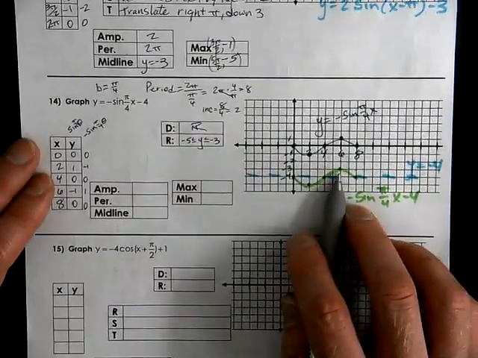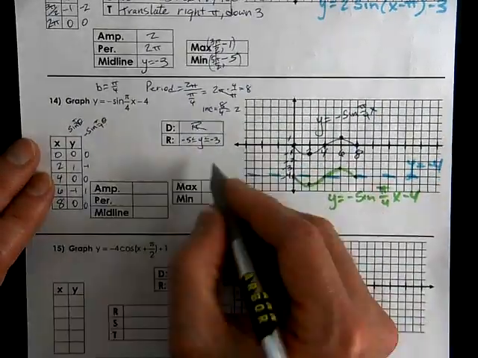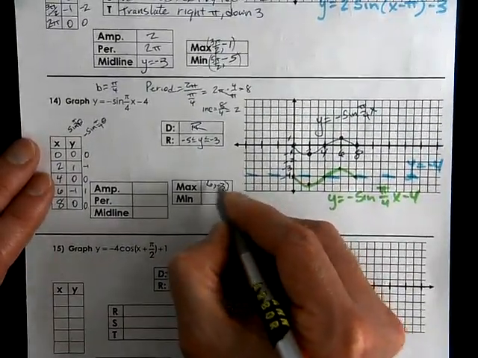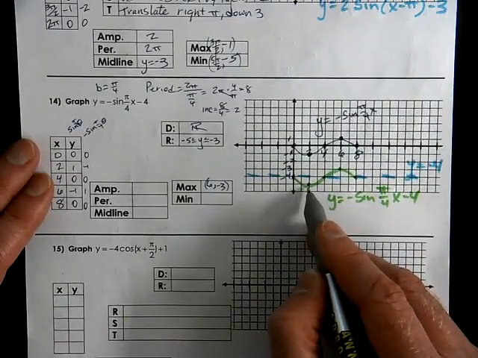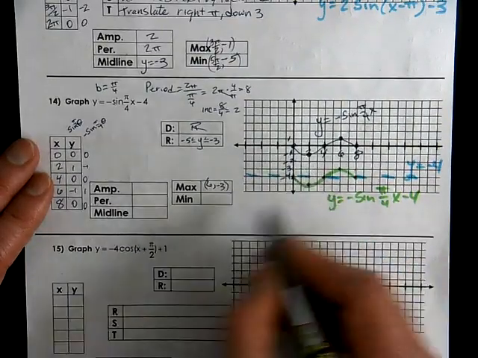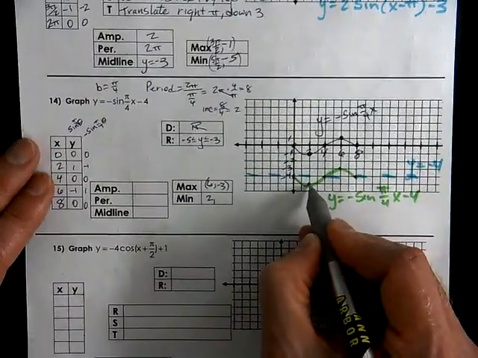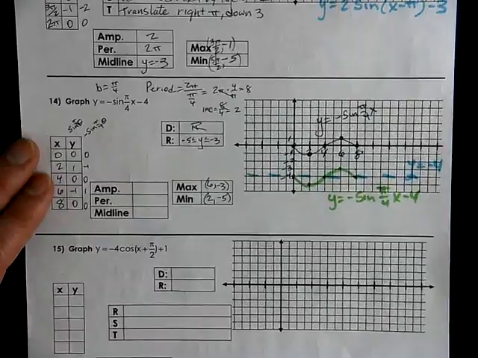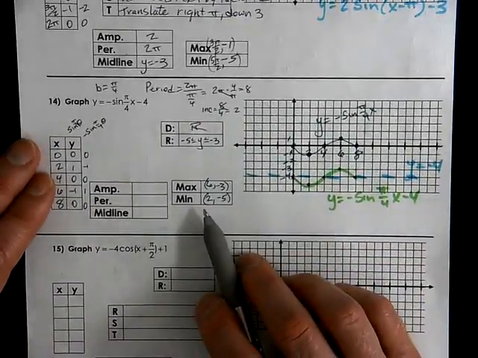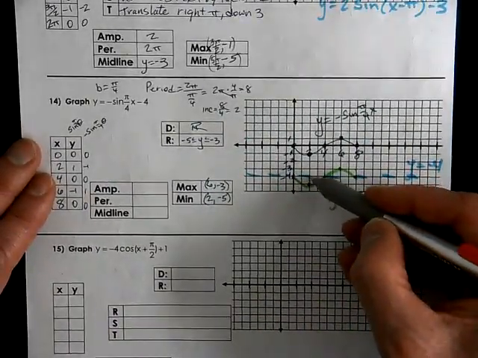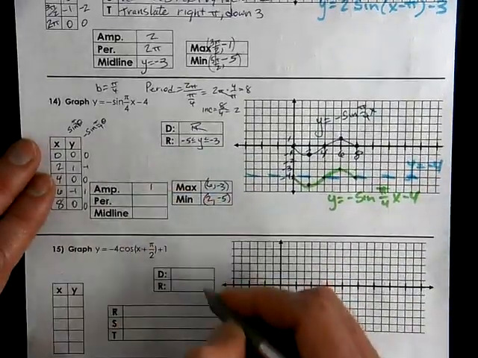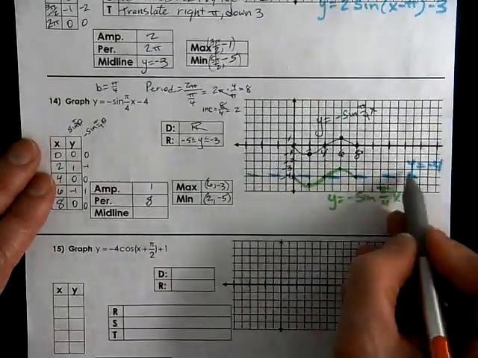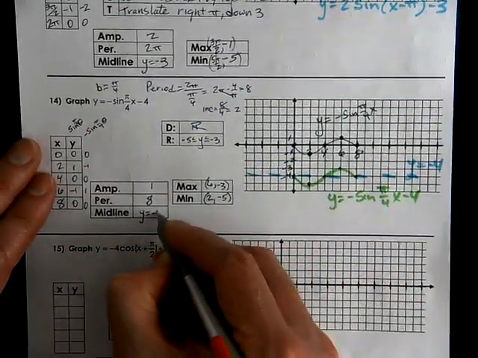So our maximum point is when we're at 6, comma, our y value is negative 3. Our minimum point, our x value is 2, negative 5. Negative 5 is the minimum point. That happens when the x value is at 2. The amplitude, the distance from the midline, is 1. The period we already talked about was 8. And the midline is y equals negative 4.